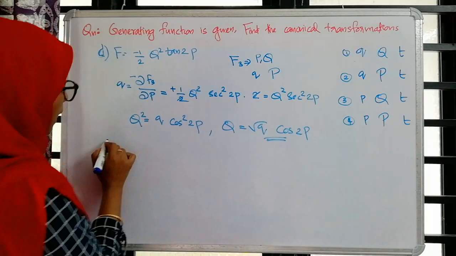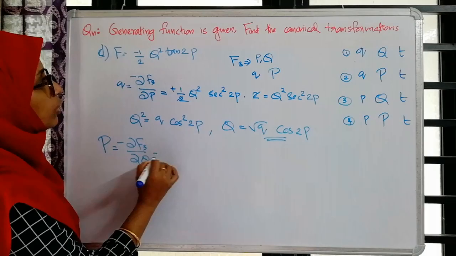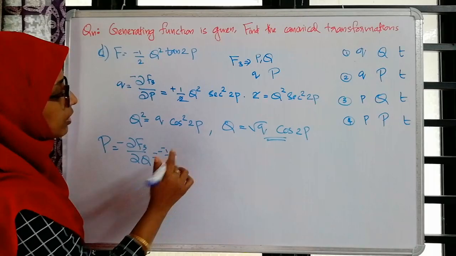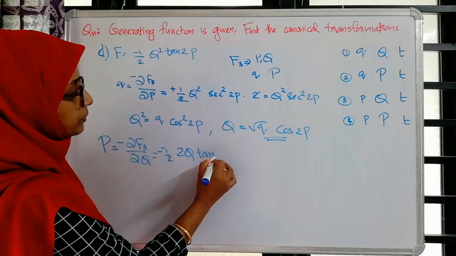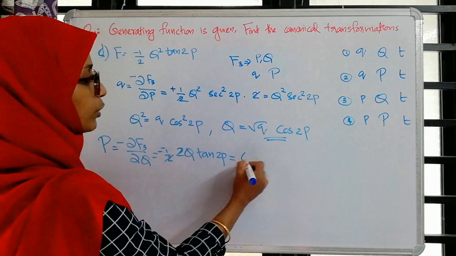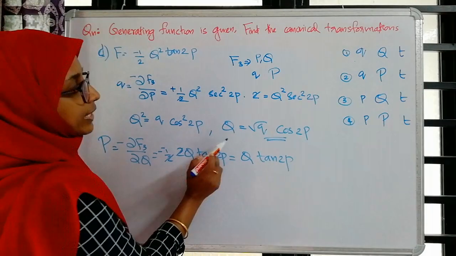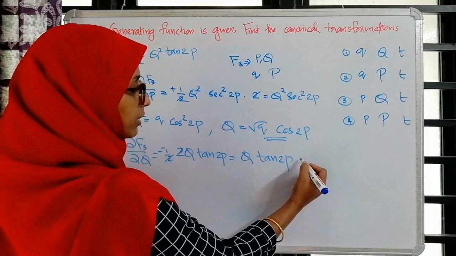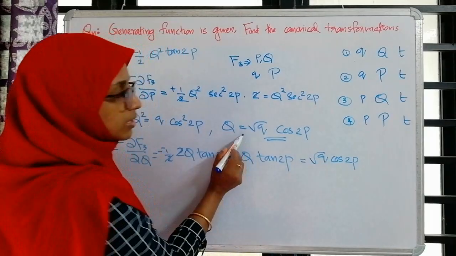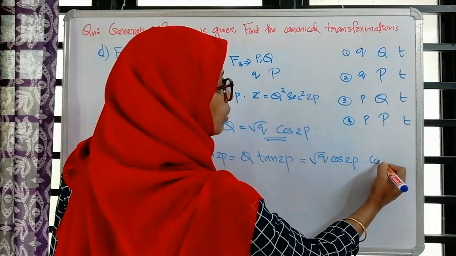And the next one, capital P is equal to minus ∂F3/∂Q, which is equal to minus of minus 1 by 2 Q square, that is 2Q into tan 2p, which is equal to, 2 cancel, minus got positive, Q into tan 2p. Now, as in the previous question, we can substitute for capital Q here. That's equal to root q cos 2p into tan 2p, that is cos 2p.